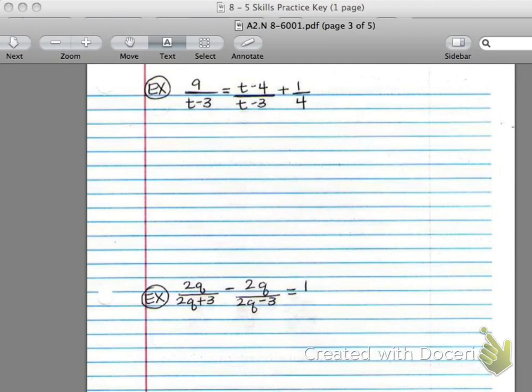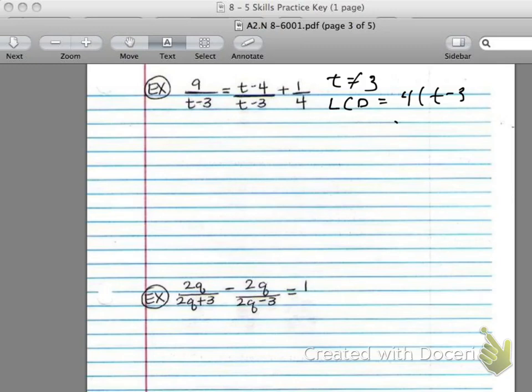Okay, here's the deal. Is that a 9 or an 8? Yeah, it's a 9. So let's get started on this one. This should be a relatively quick one. First thing I want to do is find my excluded values: t cannot equal 3. My LCD is going to be what? T minus 3 plus 4. How about 4 times t minus 3?